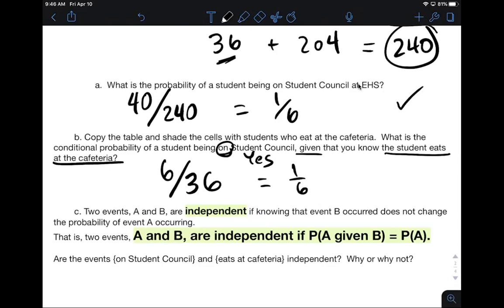And then the second question is, the probability of a student being on student council given that they eat at the cafeteria is also 1 out of 6. All right. So those two things happen to be the same. They're not always the same, but this one, they happen to be the same. And here they're going to address that sort of coincidence by giving you a definition.